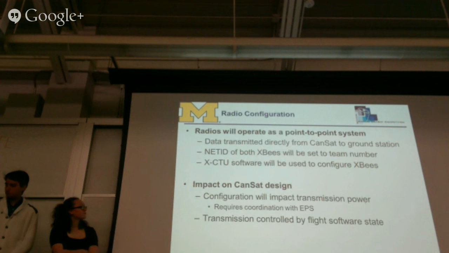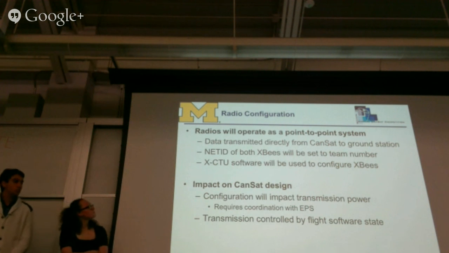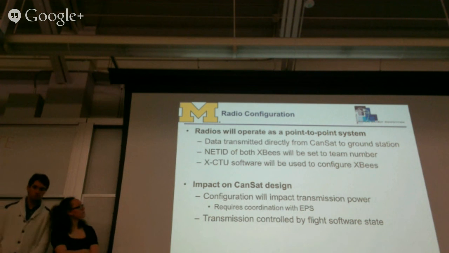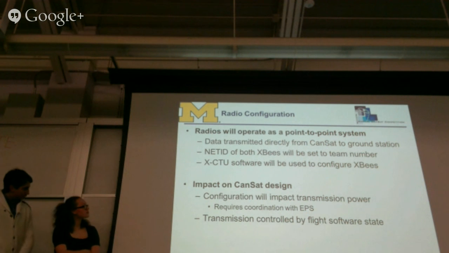For configuring the radios, they're going to operate as a point-to-point system. The data is transmitted directly from the CanSat to the ground station that way. The net ID of the XBee is going to be set to our team number, and for all the configuration, we're going to be using XCTU software.